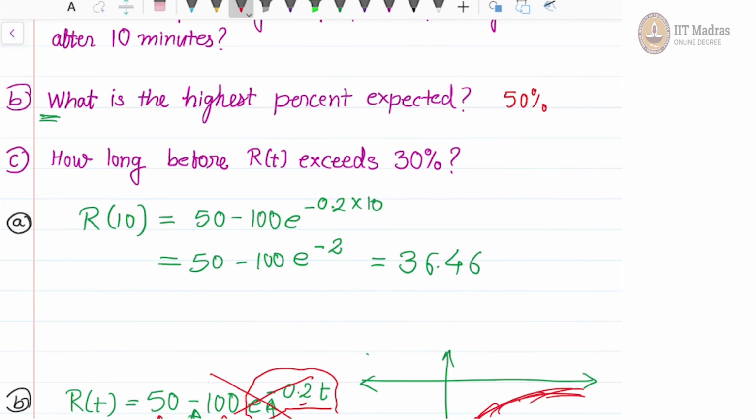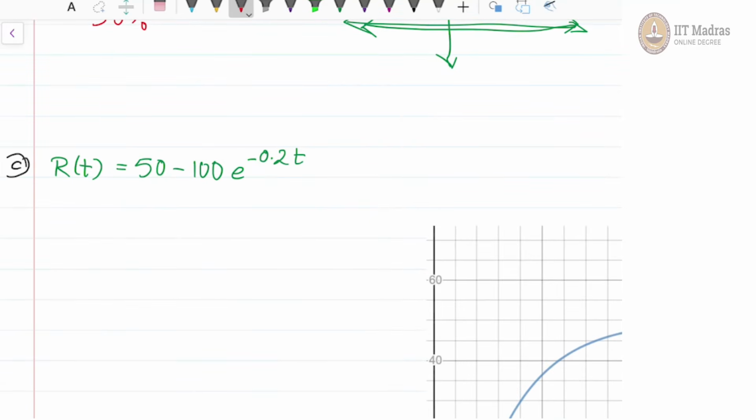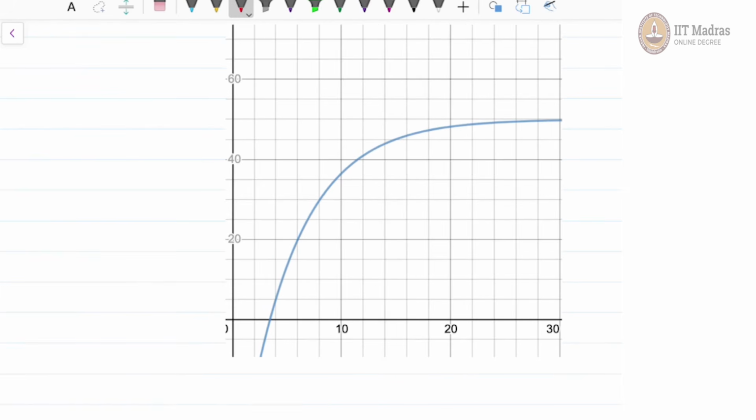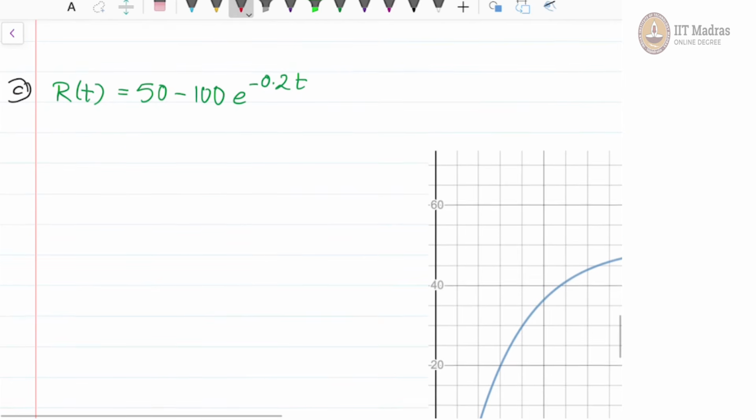Okay. Now let us look at this particular thing: how long it takes before R(t) exceeds 30%. In this case, you just look at the graph of the function. As I have already described, this is how the graph of the function will look. Now there are two ways in which you can solve this, right? Let us try to see whether we can go ahead formally and solve this. So I have been asked how long until R(t) exceeds 30%. That means R(t) is equal to 30. Find the value of t such that R(t) is equal to 30.